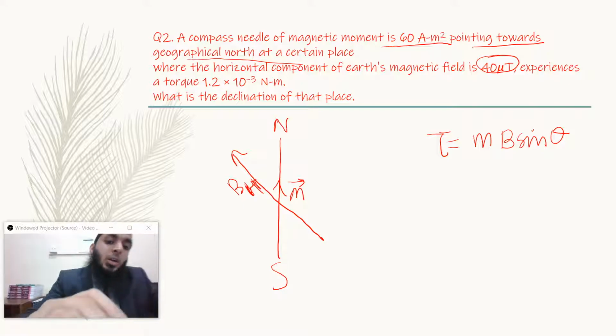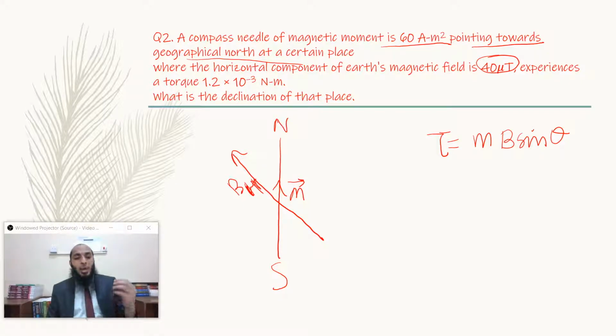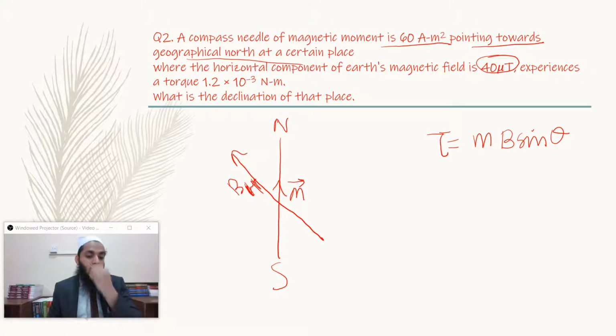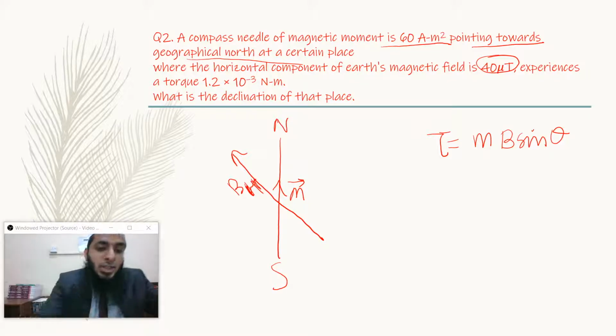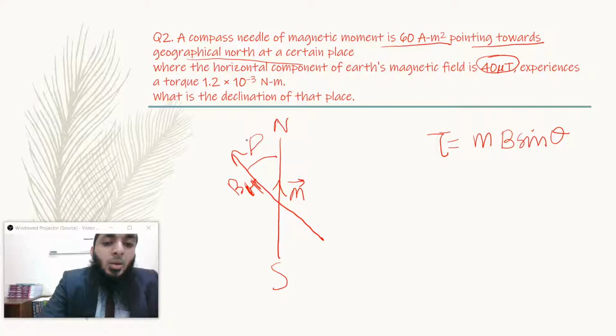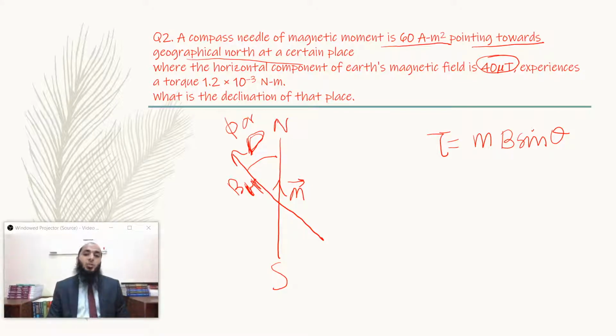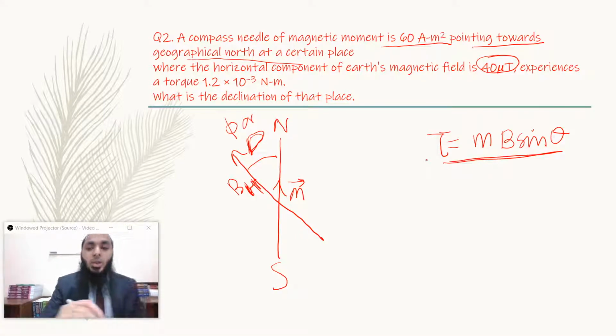Okay, so this is the magnetic pole, magnetic axis, or magnetic meridian is along this line. So we have this angle. This angle is declination. We have to find the declination, the angle of declination, which was written as phi for our case. So phi or D you have to find. Clearly, it is similar to the equation that we see here. They are told that the torque is 1.2 into 10 raised to minus 3 Newton meter.